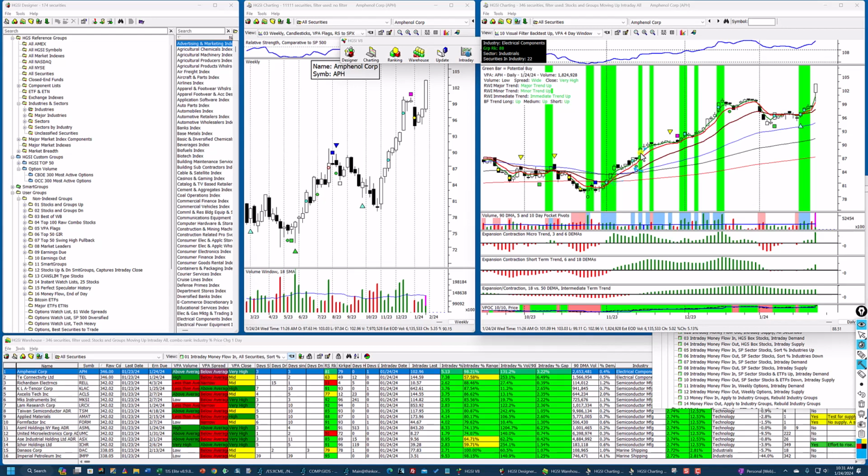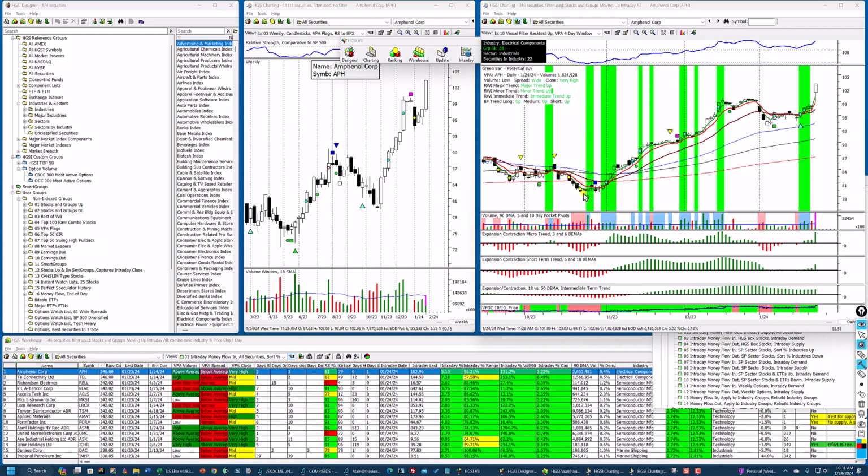VPA flags here and here, volume above average. There's more demand coming in. Same thing here. 3 bars above average with VPA flags within the windows here. So you can see this worked really well on this stock.